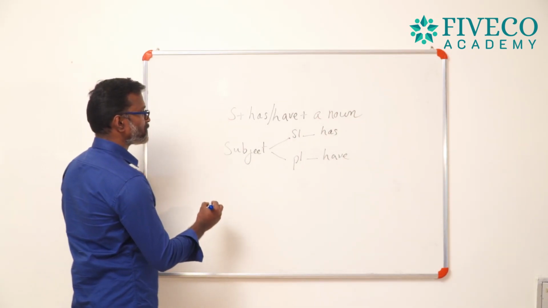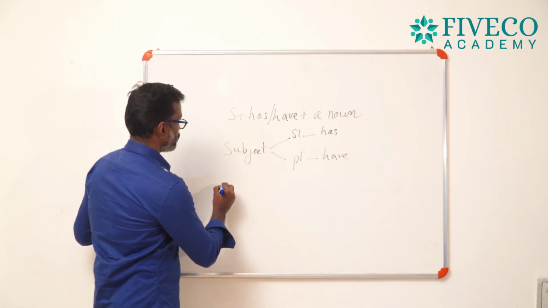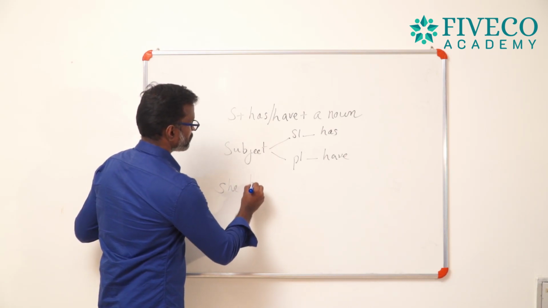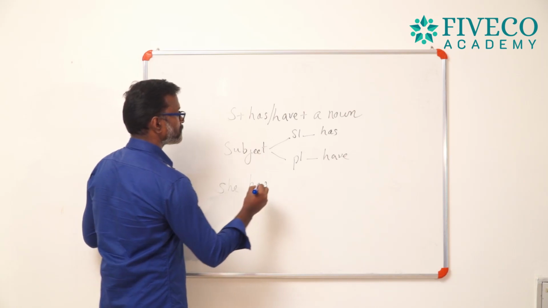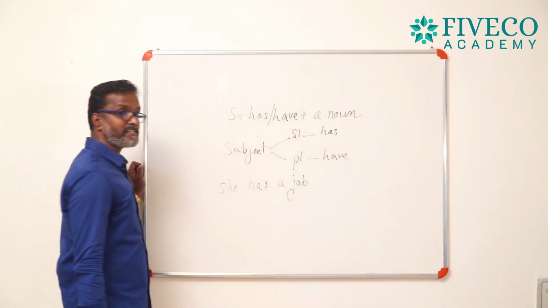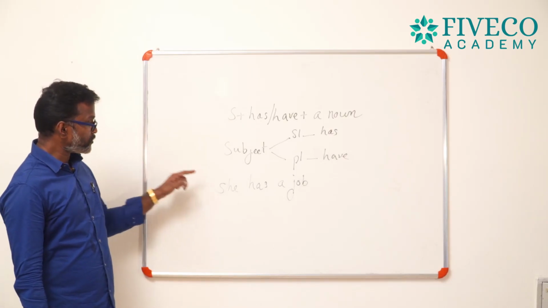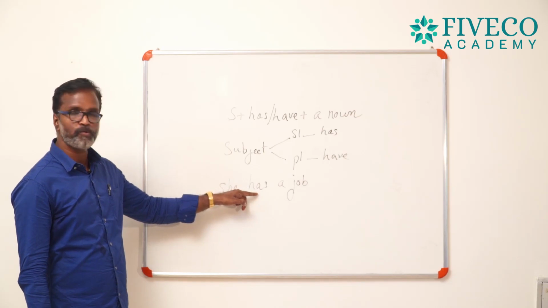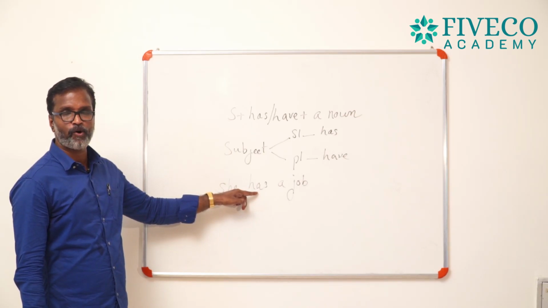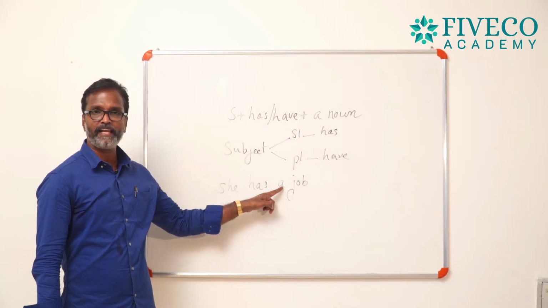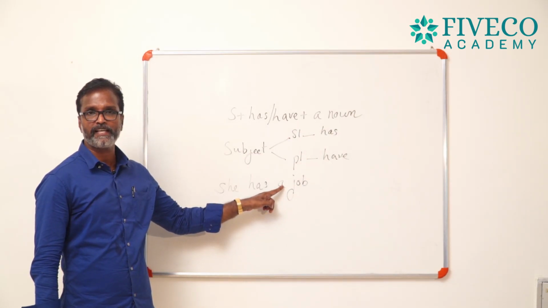So I shall give you some examples. She has a job. She has a job. Here she is a singular subject. That's why I used has as an auxiliary verb. And plus a noun. Here a job, that I used as a noun.